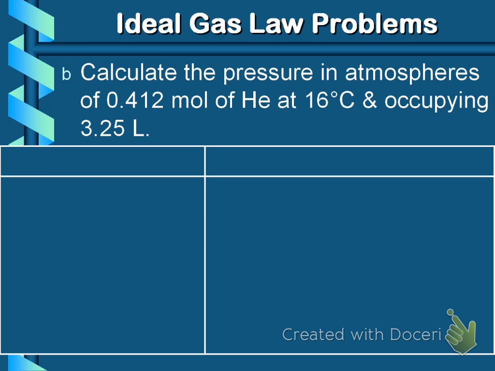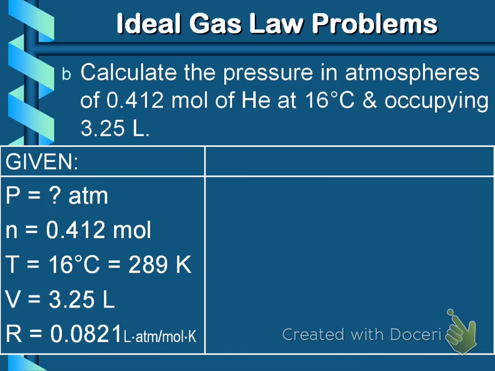So here's an actual problem to solve, a typical ideal gas law problem. It says, calculate the pressure in atmospheres, so our unit will be ATM, of 0.412 moles of helium at 16 degrees Celsius occupying 3.25 liters. If you look through there, we pretty much have everything that we need.